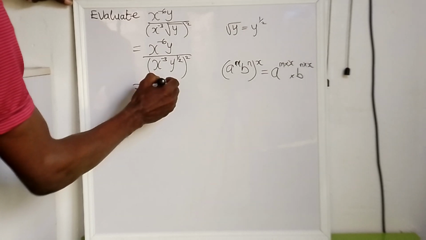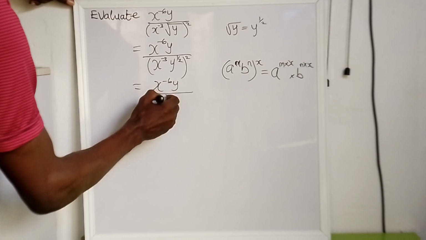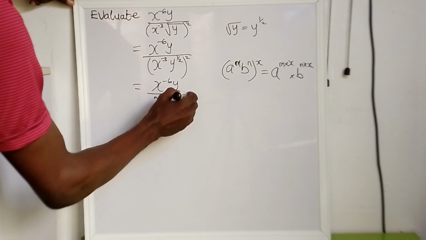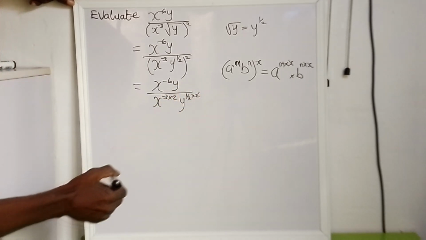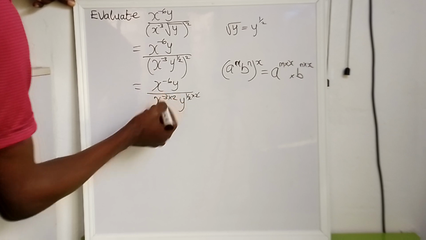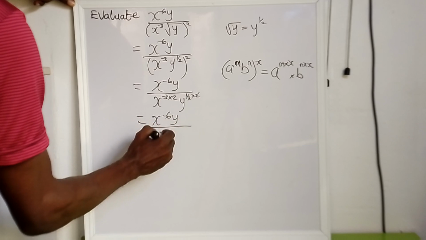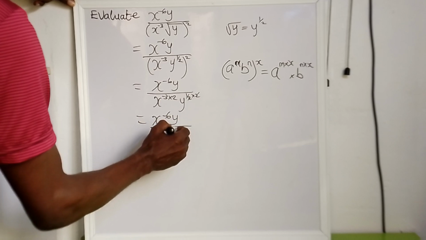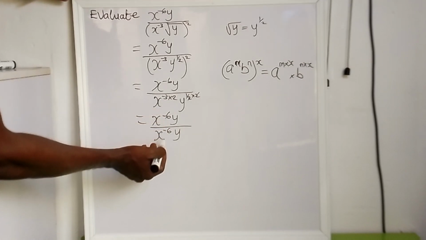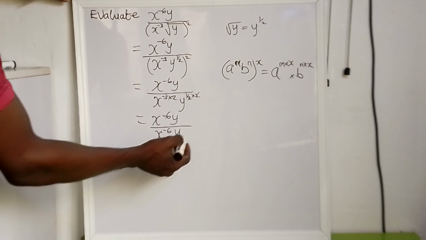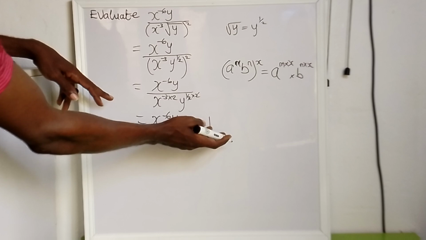So we have x raised to the power minus 6y over x raised to the power minus 3 times 2, y raised to the power 1 over 2 times 2. So at this point 2 will cancel out 2. So now here minus 3 times 2 we have minus 6. So we have x raised to the power minus 6 y over x raised to the power minus 6 y. So at this point you can see that we have the same thing up, we also have the same thing down. So actually this will give us 1. But let's just solve it to prove why it is equal to 1.